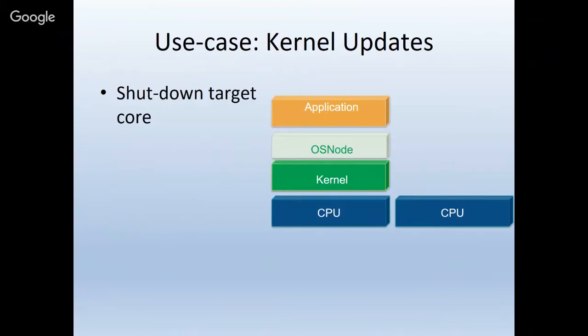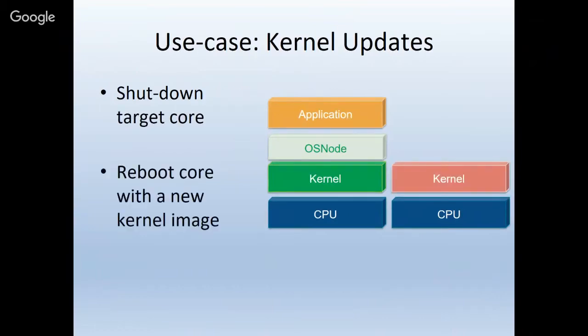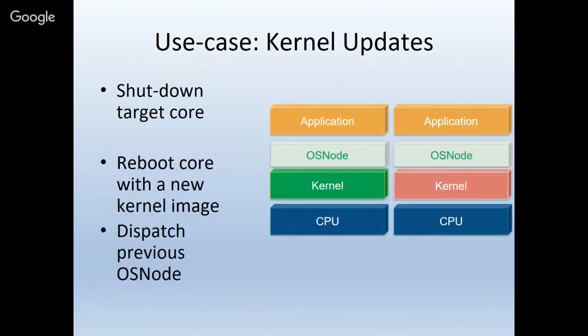Kernel update. First, we shut down the target core. Then we reboot the core with a new kernel image and pass it the previous OS node. From an application perspective, this will just look like the application has not been scheduled for a while.